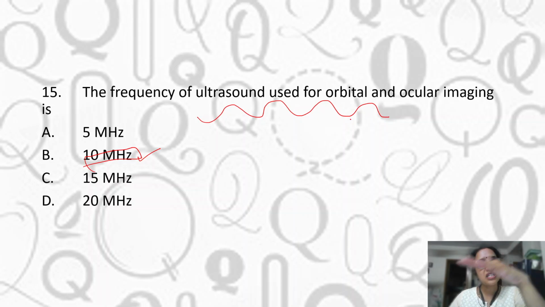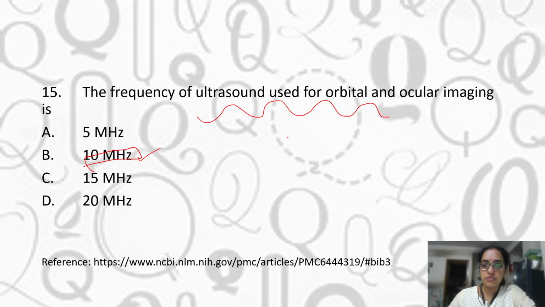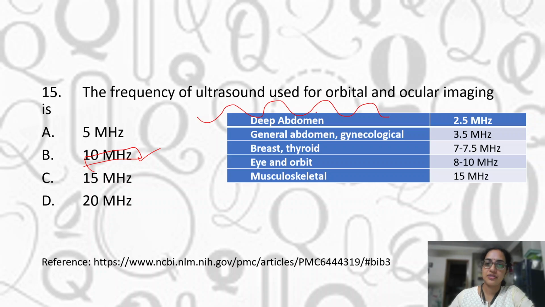So when the wavelengths are longer, the frequencies are shorter. Like you see here, deep abdomen you have just 2.5 megahertz. So it's a very long wave. Okay, the wavelength is very long. But when you come to the eye, it's almost 8 to 10 megahertz.